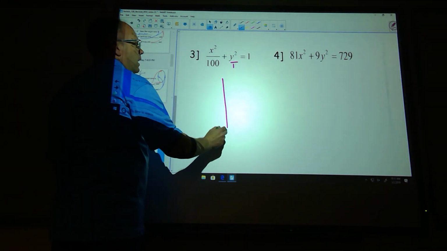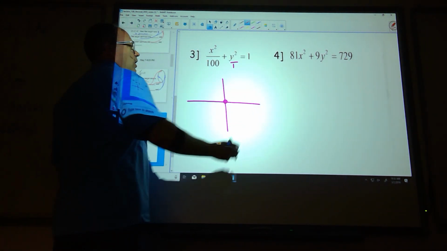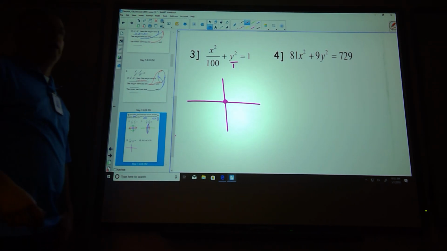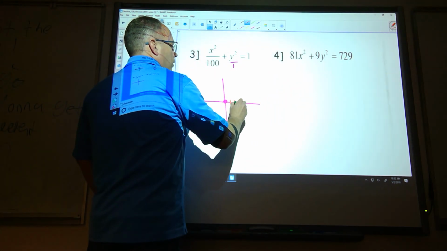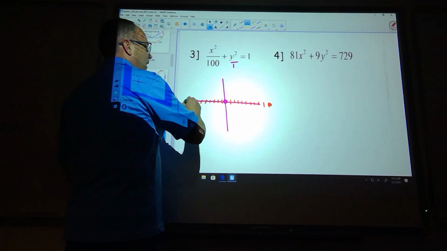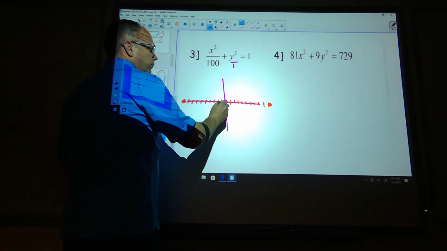So, let's do this. It's equal to 1. Good observation. So in the x direction, how much am I going to go? 10. Square root of 100 is 10. And then in the other one, you go 1. 1, 2, 3, 4, 5, 6, 7, 8, 9, 10. Since there's a 1, you wouldn't keep the middle up to the 1.